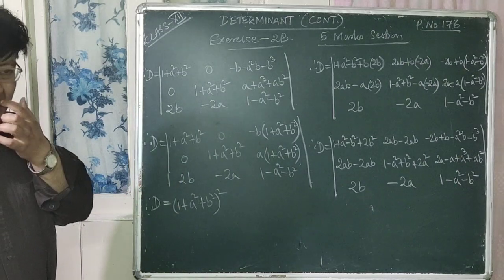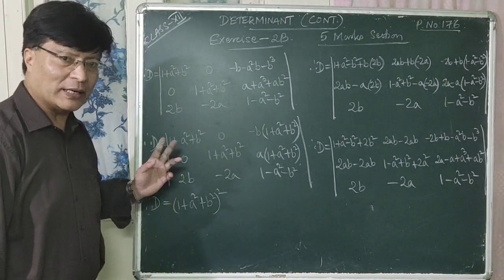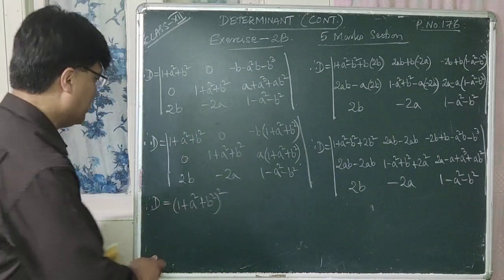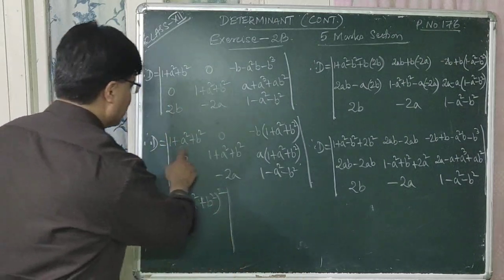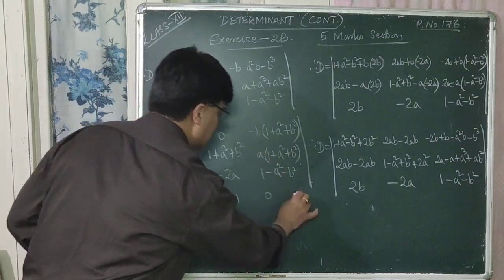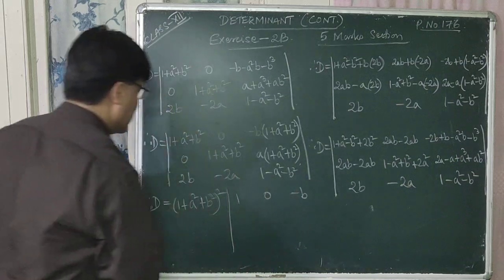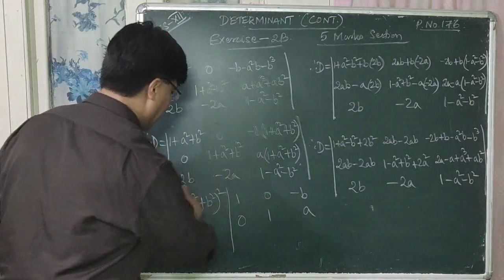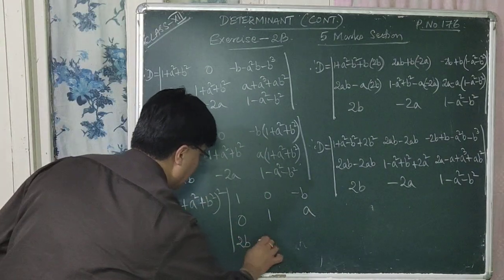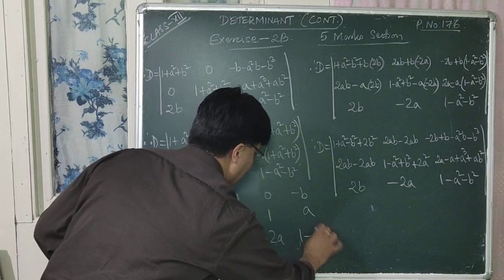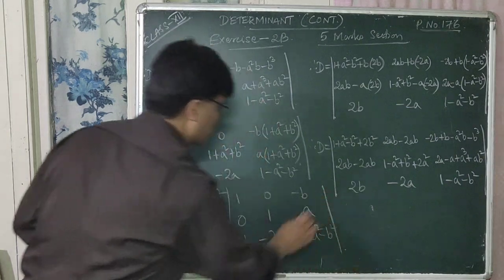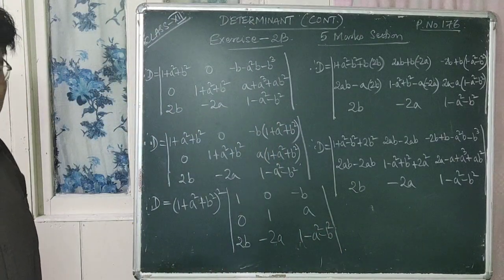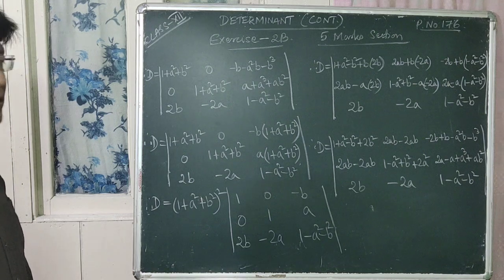So what do we get? We are getting two elements, 1 plus a square plus b square into 1 plus a square plus b square, that is whole square. Okay. So what will be the first row now? This is 1, 0, this is minus b, right? This is 0, 1, a, right? And the third row is 2b, minus 2a, 1 minus a square minus b square. This is your b square. Is it clear to all of you? So this is the simplified determinant.